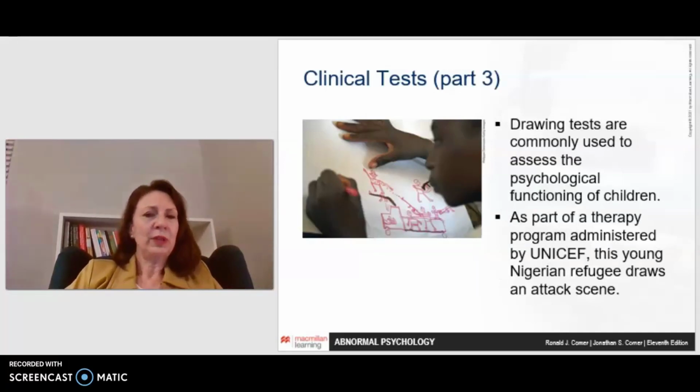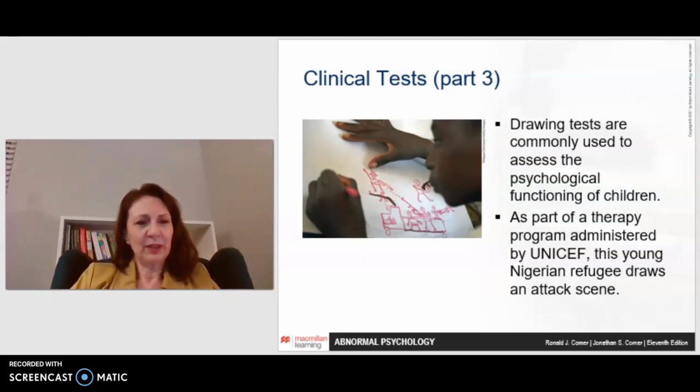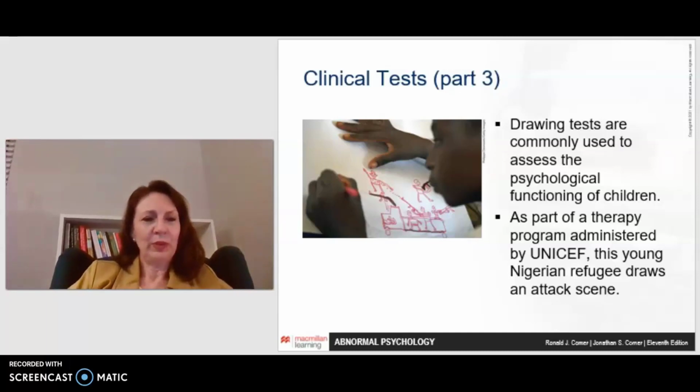Drawing tests are commonly used to assess the psychological functioning of children in particular. In this case, you see a Nigerian refugee child who is drawing an attack scene that he experienced. But children are frequently asked to draw pictures of their families or a house, a tree, and a person, and some of those results are analyzed together and with other information to try to draw some conclusions about a child's psychological functioning.